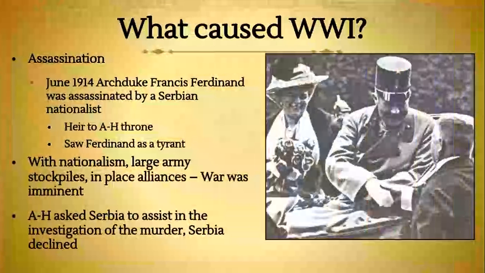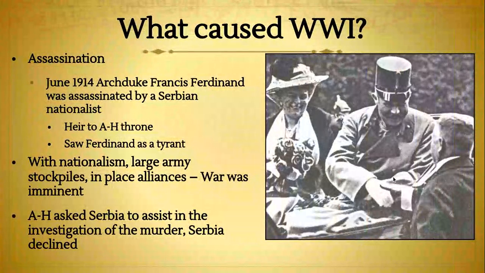And then there's the assassination. The leader of Austria-Hungary is not assassinated. It's the second in command, the prince, Archduke Franz Ferdinand. He was the poor soul that caught the brunt of it. When he's assassinated, because of that nationalistic pride, because of the alliances, this is what's really going to spark World War I to go.